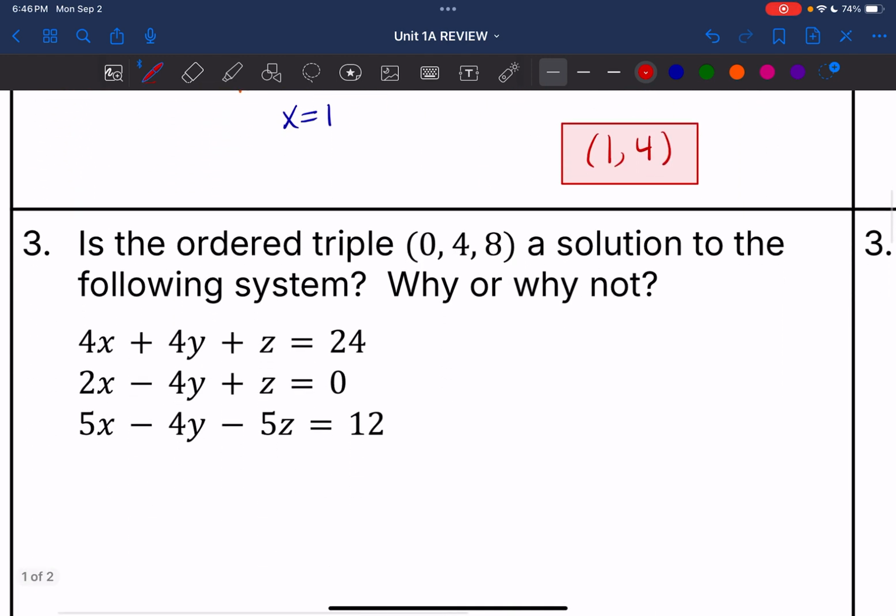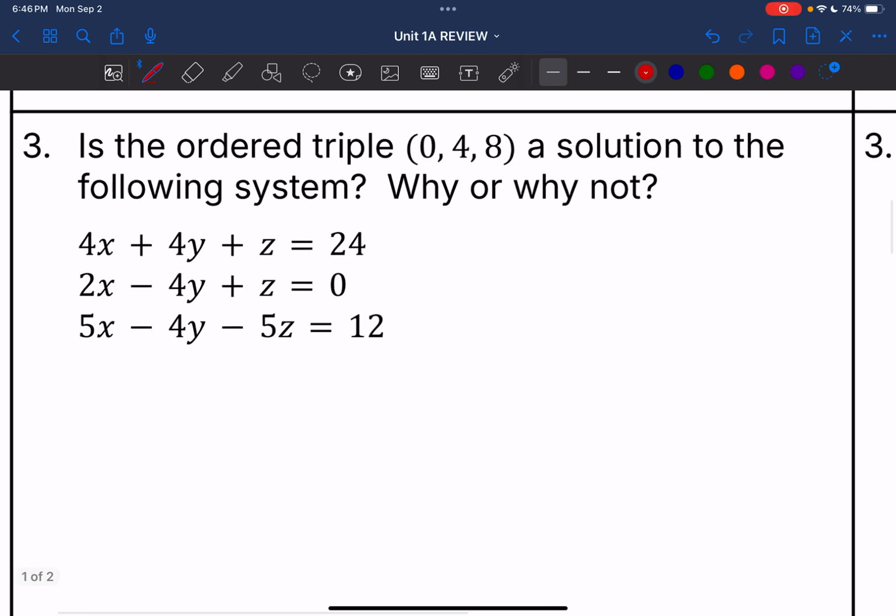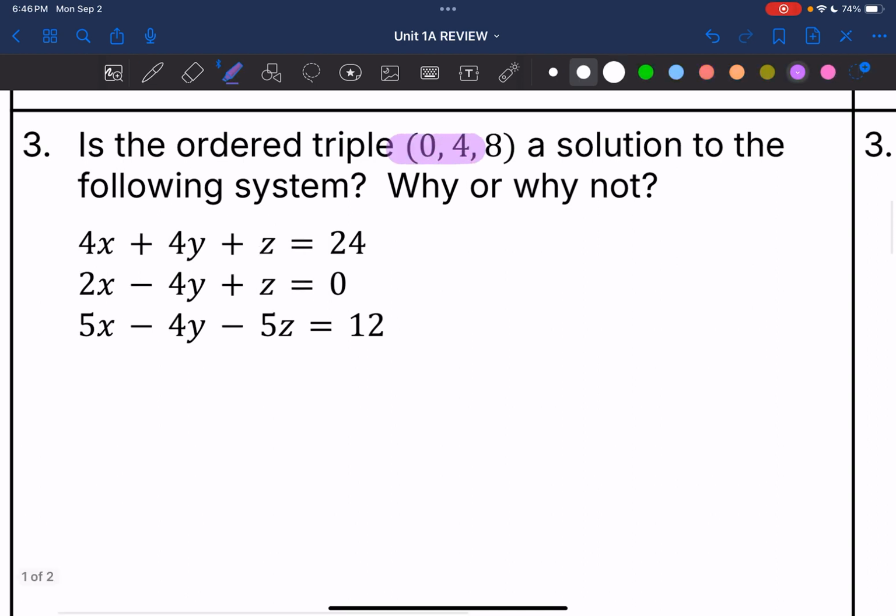Okay, example number 3. Is the ordered triple 0, 4, 8 a solution to the following system? Why or why not? So remember example number 1 that we just finished doing. The solution is a point that makes all 3 equations true. So what we're going to need to check is that ordered triple that I just highlighted, which is x, y, z, makes every single one of these equations true. So I'm going to label them again, equations 1, 2, and 3. So let's start with equation 1.